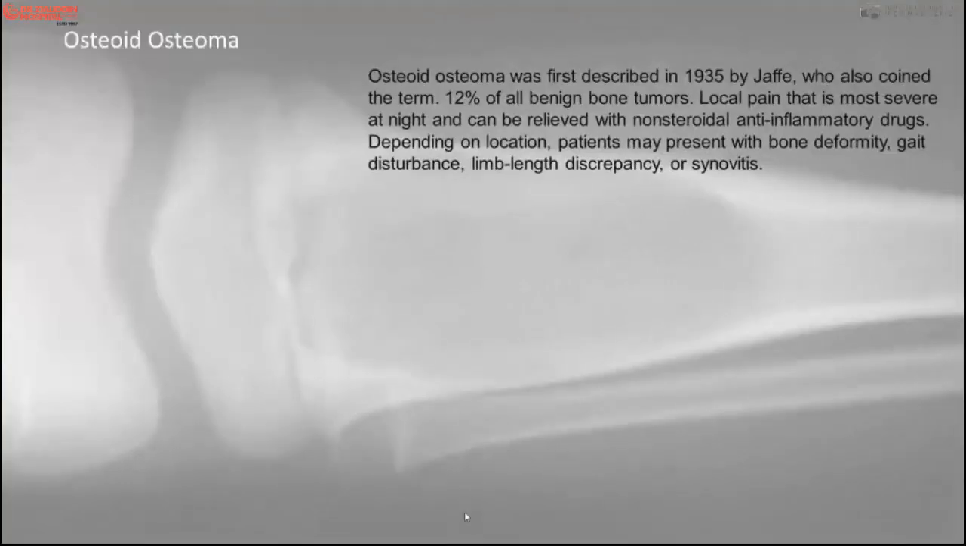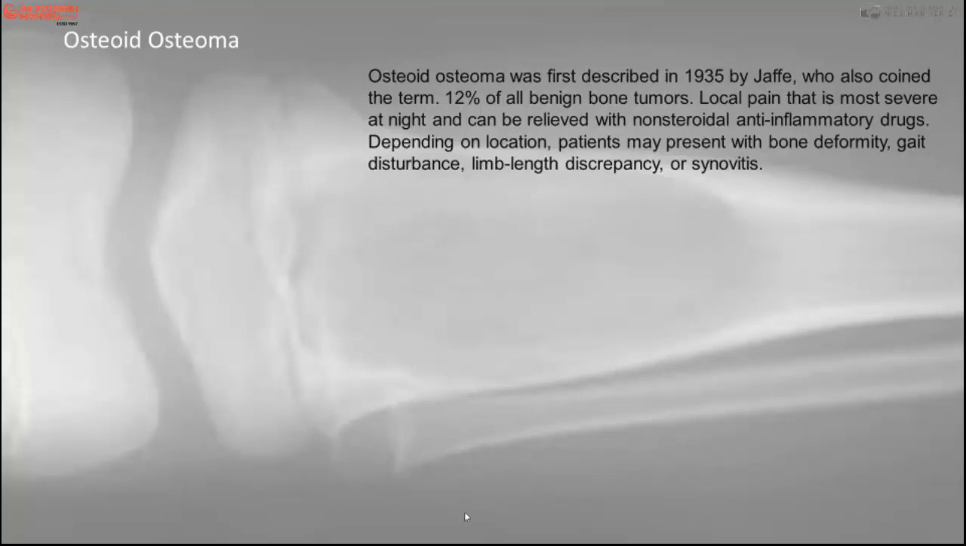Now coming to specific tumors, I'll start with the osteoid osteoma. It was first described by Jaffe in 1935. It's basically 12% of all the bone tumors, and it is a really painful tumor. The pain is severe at night because of the release of prostaglandins, and it's usually relieved by aspirin or any analgesics.